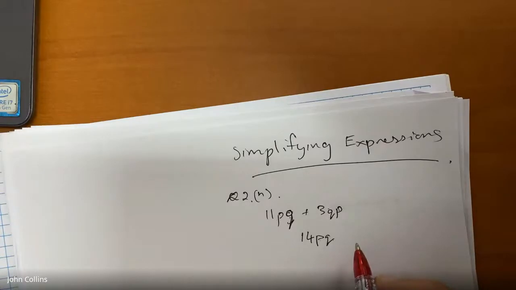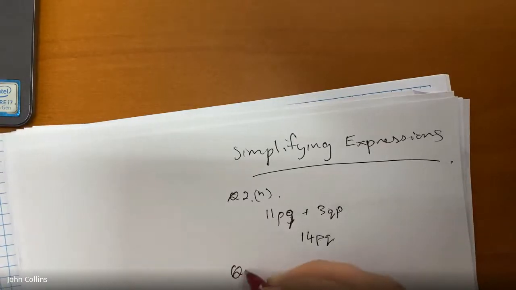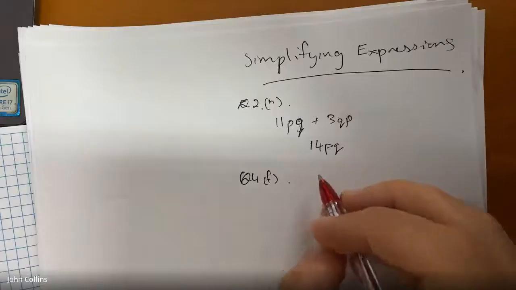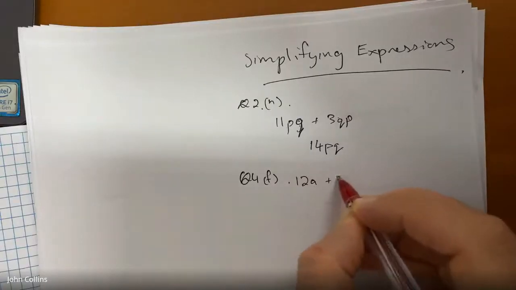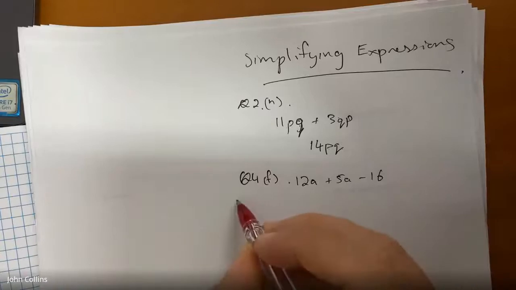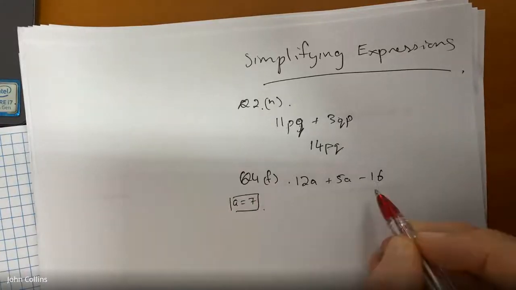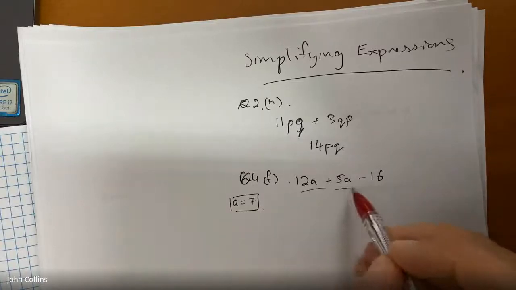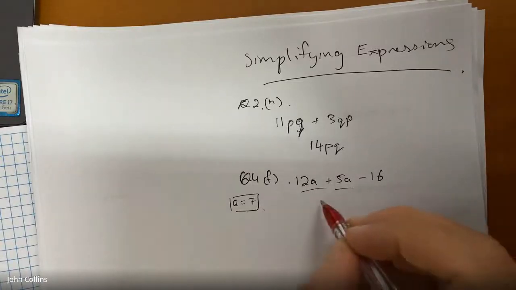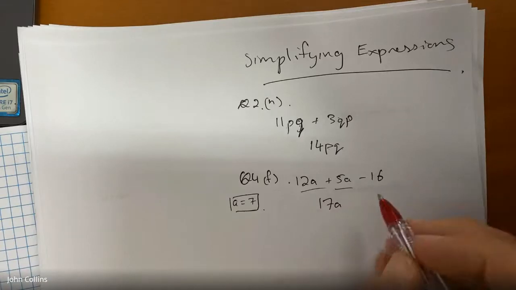Okay, let's try one from yellow. I'm going to do question 4, F. So question 4F was 12a plus 5a minus 16. Now we're given some additional information. A is 7. I want you to simplify first. So the like terms here are the a terms. So 12 apples, 5 apples, 17 apples, or a.